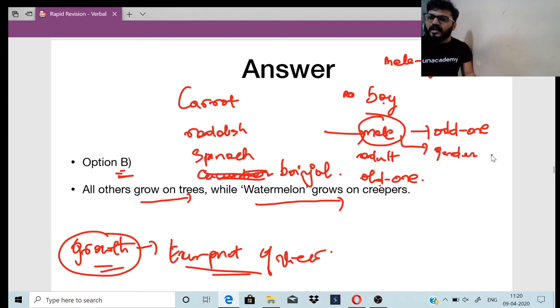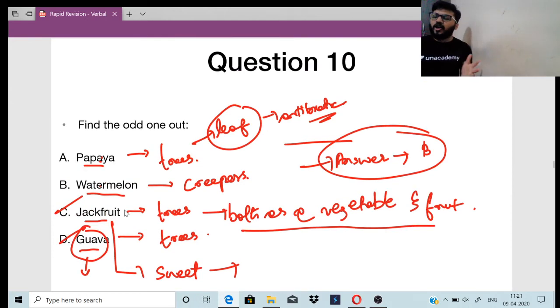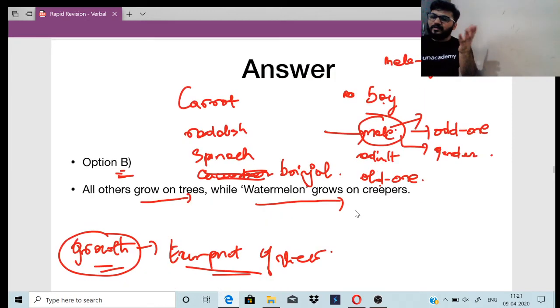No. I'm talking about gender. So now I am an adult. Two years before I was a boy. Forty years after I will be an old one. So these three are stages of life. Boy, adult and old one are stages of life. Male is a gender. So male is the odd one out. So when you find a proper odd one out, select it. If you are not finding it, then go for the growth one, okay? If there are multiple options, right? This question had multiple options. So at that point of time, you should go with the growth. Growth is fundamental. In these questions, male is the odd one out.